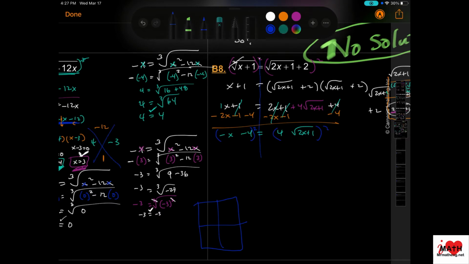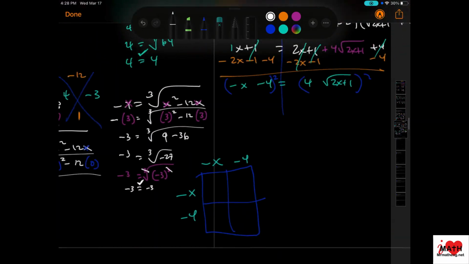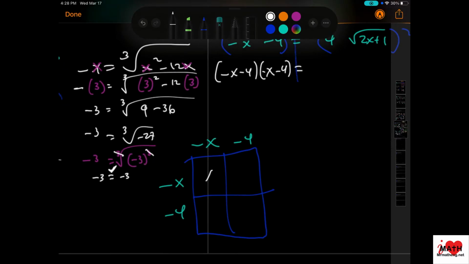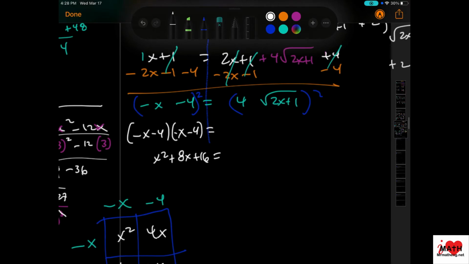Okay, so I'm going to go ahead and write negative x minus 4, negative x minus 4. And let's get an answer. Because remember, this is negative x minus 4 2 times. Negative x times negative x is positive x squared, 4x, and positive 16. So x squared plus 8x plus 16. Okay, over here, you could do it like this. 2x plus 1. 4 square root of 2x plus 1. And 4 times 4 is 16.